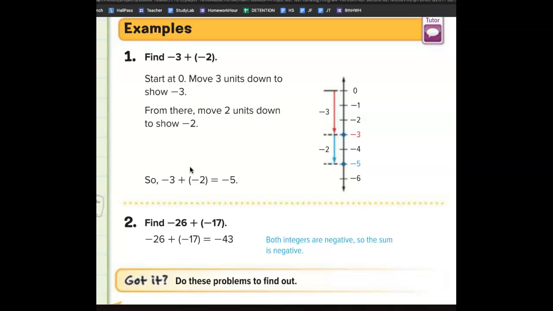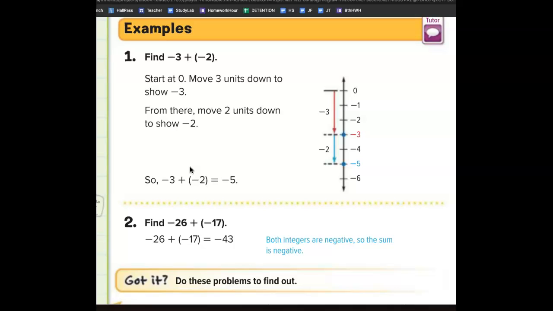-3 and -2, do they have the same sign? So we're going to find that. What did I just say? Same sign, we find the sum. Thank you. Sum means the answer to an addition problem. Okay, you should know that. The answer to an addition problem. So you could just add those.